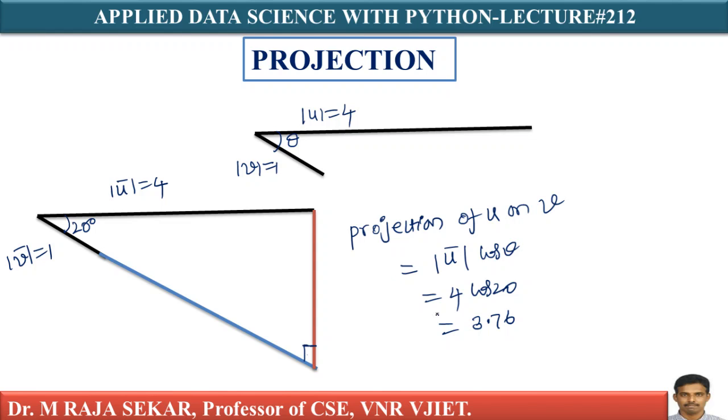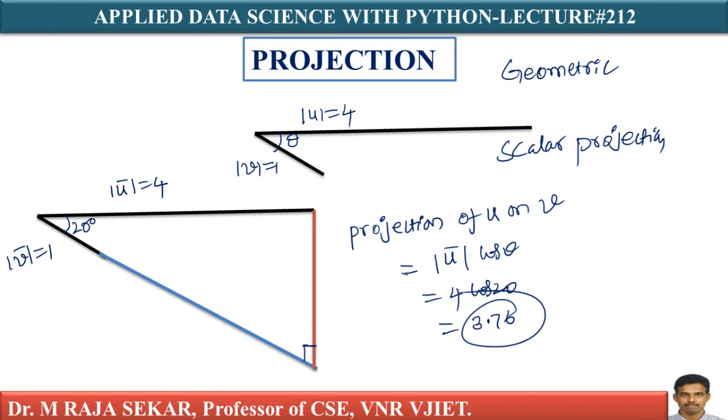This is one simple example. I can say it is the geometric form. Of course, which type of projection is this? This is scalar projection. How do you know whether it is scalar projection or not? This 3.76 is a scalar value, so it is scalar projection under geometric form. I can say this formula mod u bar cos theta comes under geometric form.